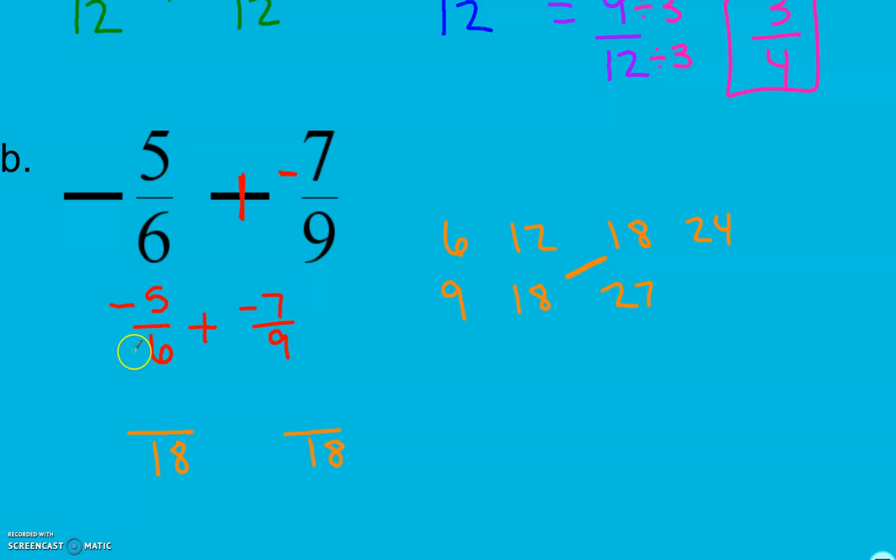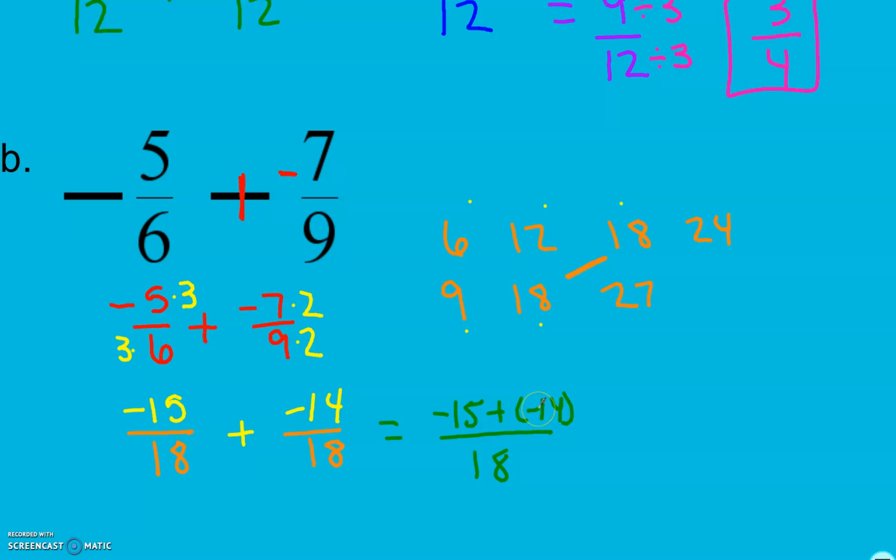So 6 times 3, 1, 2, 3, is how I got to 18. If I change my denominator, I have to change my numerator the same way. So I get negative 15. In my second fraction, my denominator was a 9, and to get to 18, I have to multiply by 2. 9 times 2 is how I got to 18. If I change my denominator, I also have to change my numerator. Now that I have that common denominator, I can keep my denominator and perform the operations on my numerator. So negative 15 plus negative 14 is going to give me negative 29 over 18.